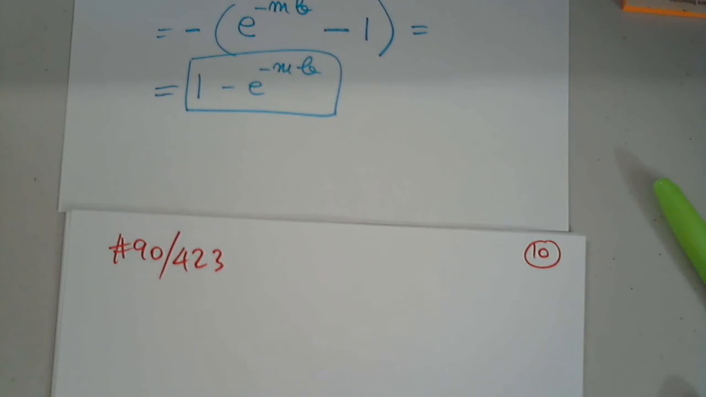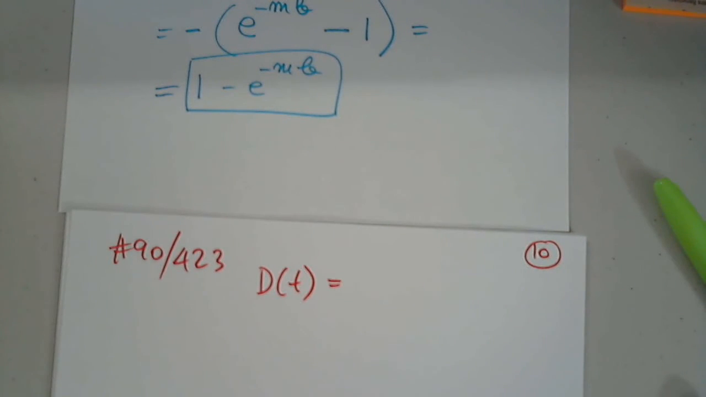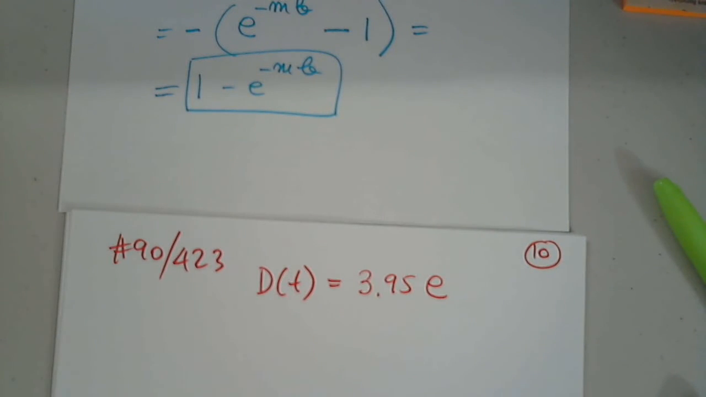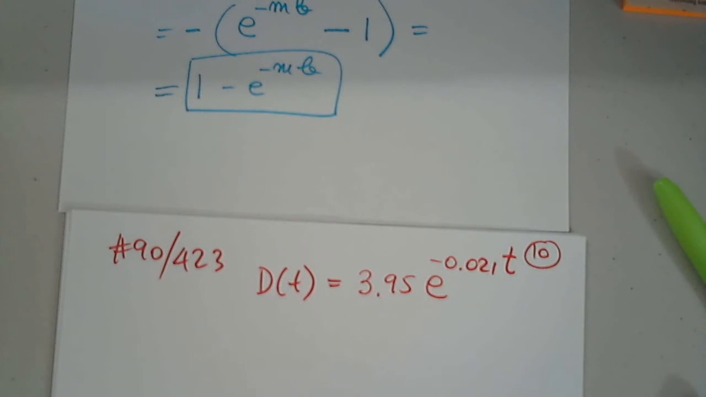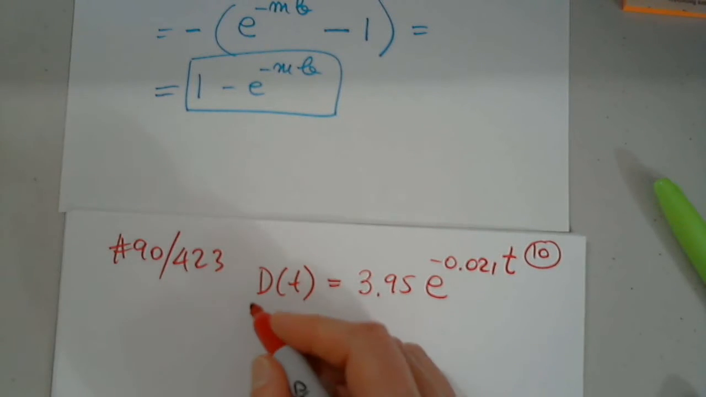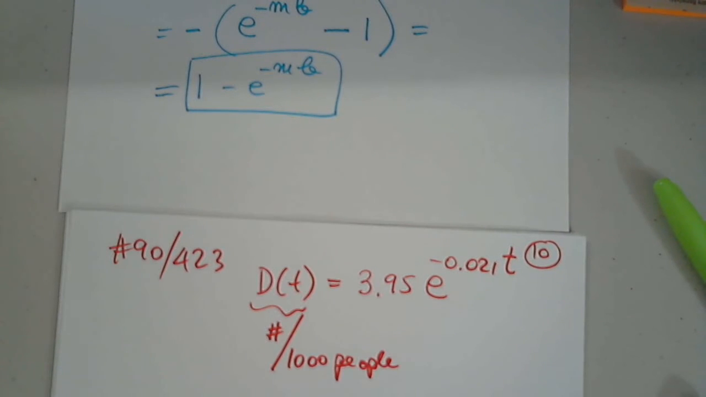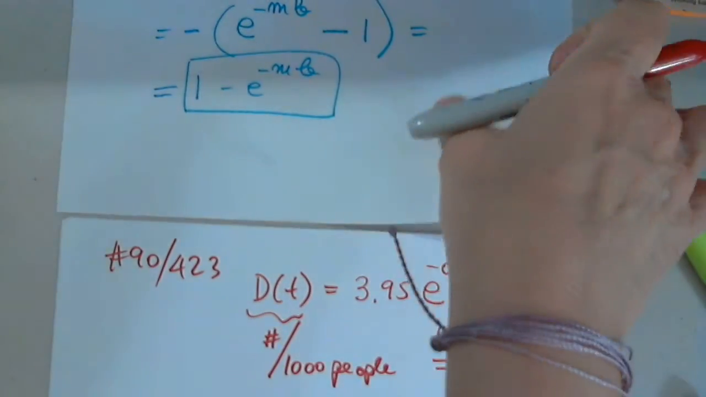The divorce rate in the United States is approximated by D(t) = 3.95 times e raised to negative 0.021t, where D(t) is the number of divorces per 1,000 people, t years after the year 2000. So t equals 0. This is my note, what I have to write on the side so I don't forget what this means.